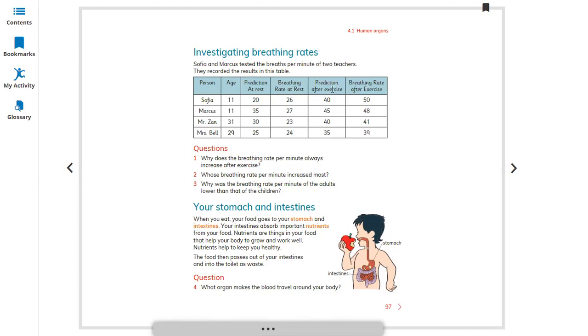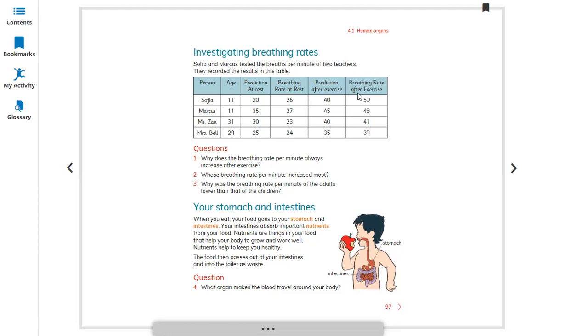Okay, prediction after exercise, after the 1 minute finishes. It's more than 36. So it is 40 for Sophia, and for Marcus it's 45. Okay, after the exercise, for Mr. Zen, it's 40. And what about Mrs. Bell? It is 35 after exercise.